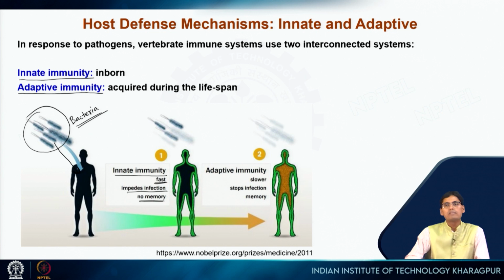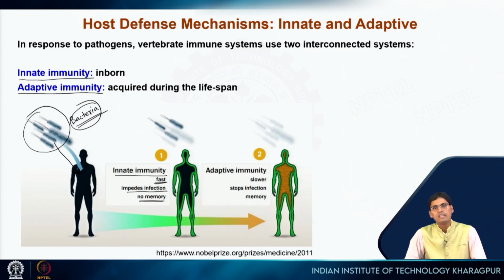What I'm trying to say by no memory is that again after 6 months, after 1 year, if I am getting infected by the same bacteria, my innate immune system will work in the same way. They will think that it is coming for the first time. So this is how our innate immune system works.